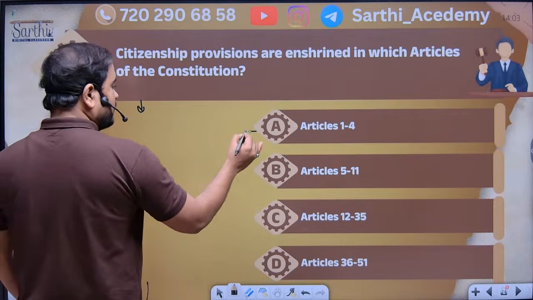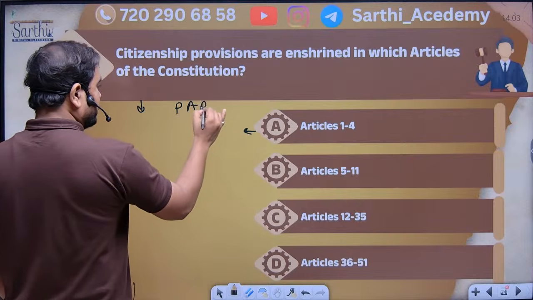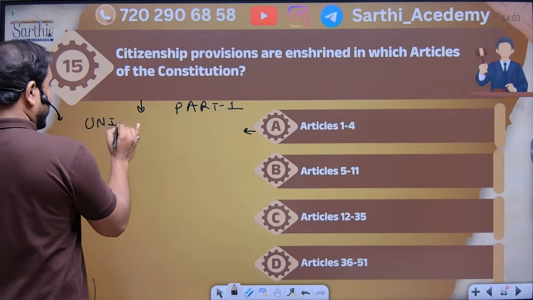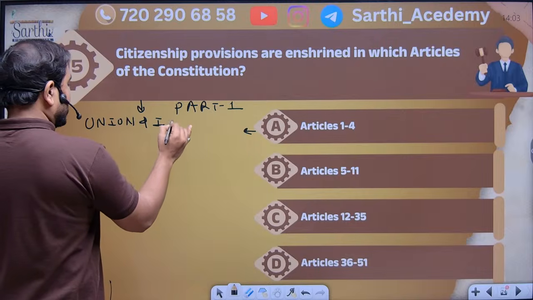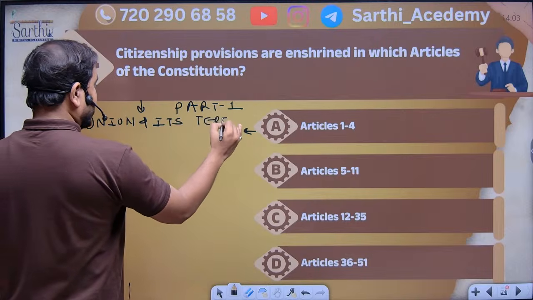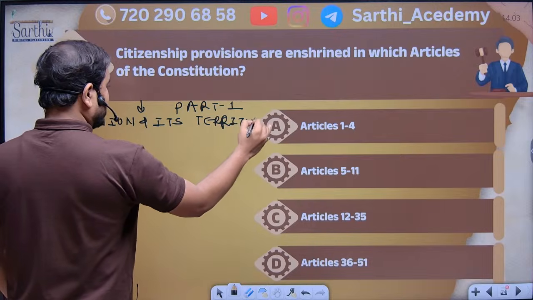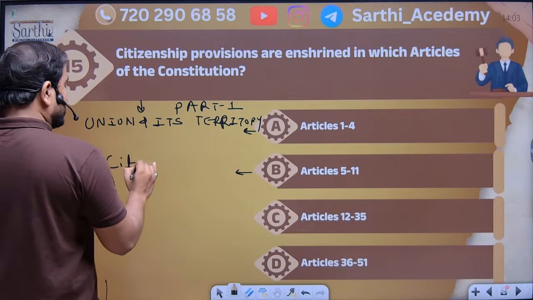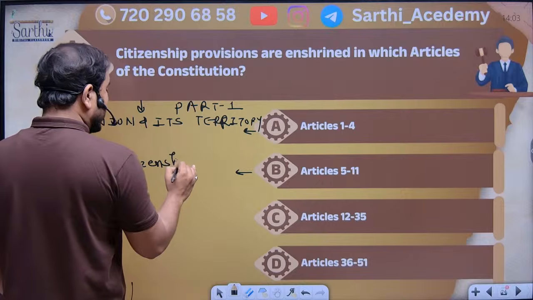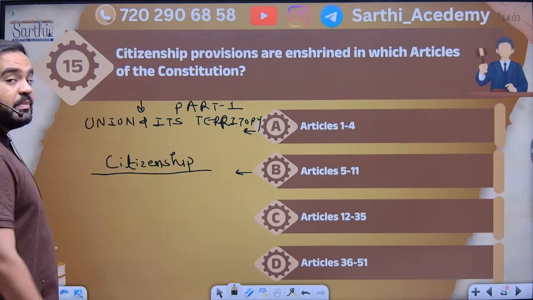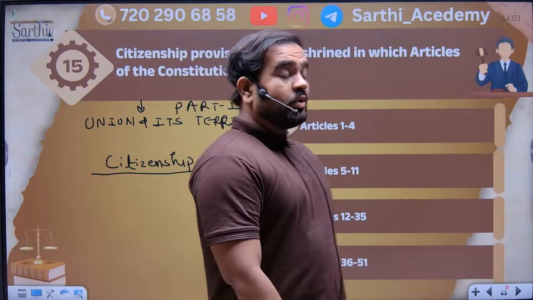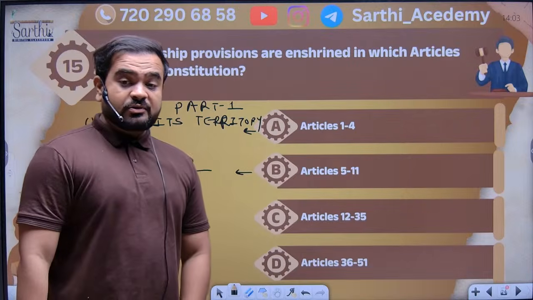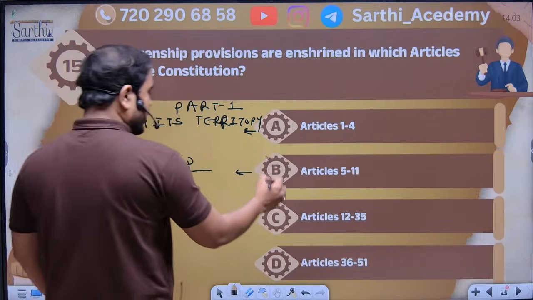So article number 1 to 4 is actually part 1 of the constitution, and part 1 is union and its territory. Article 5 to 11 actually deals with citizenship of India, but only during the commencement of the constitution, of the independence of India. So the answer is B.